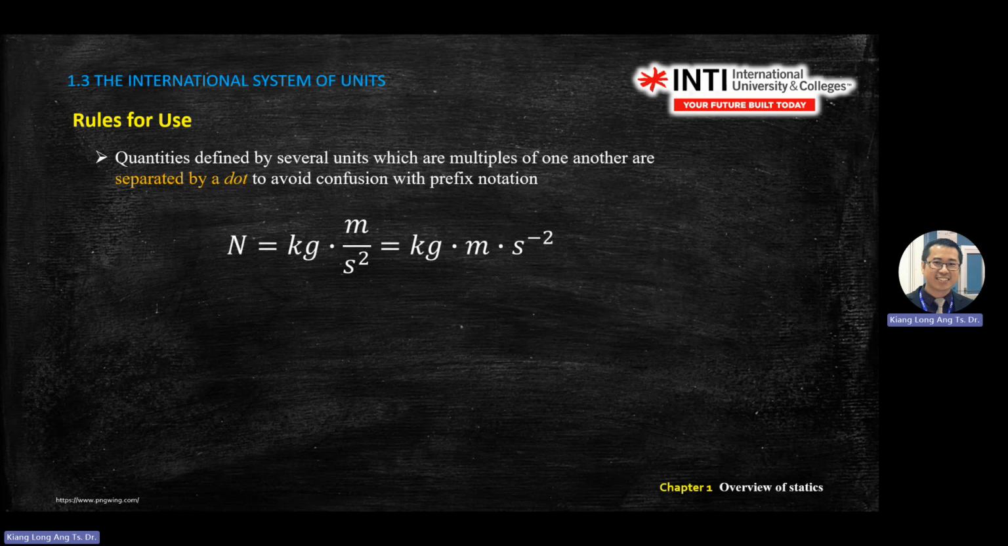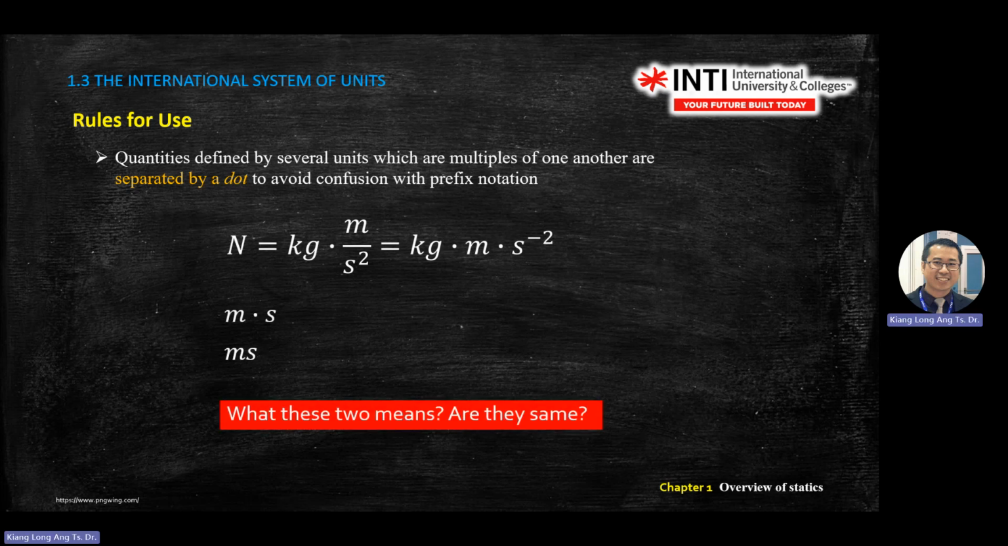M, if you write too fast, sometimes some of you might confuse it with the mass. F equal to m, you might confuse the mass if you do not write properly. Okay. So there is a difference between m dot s and ms. This is just a reminder lah. Just a reminder.